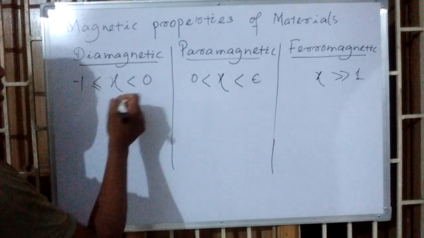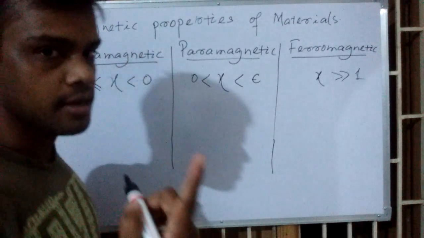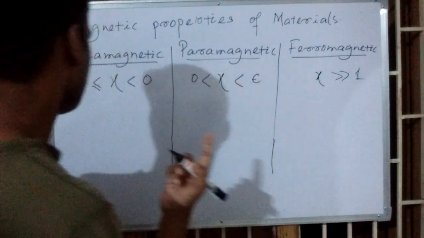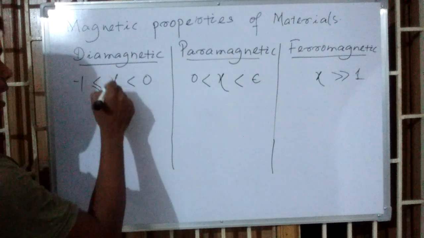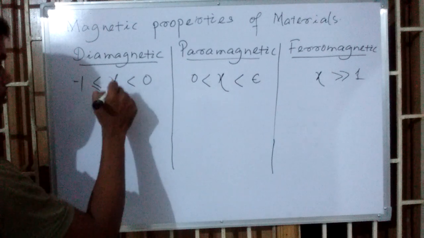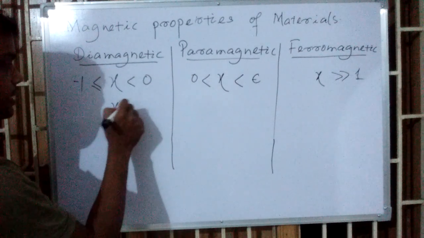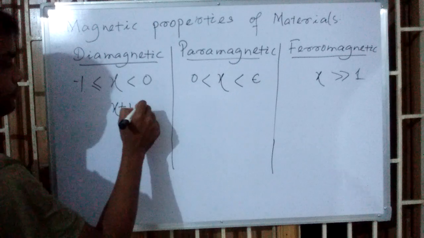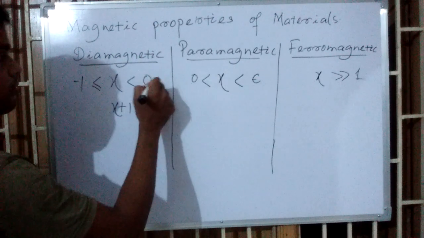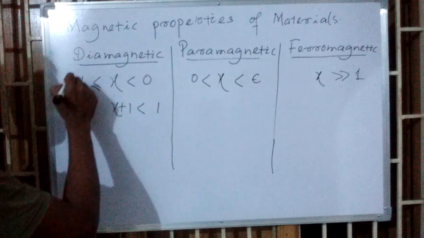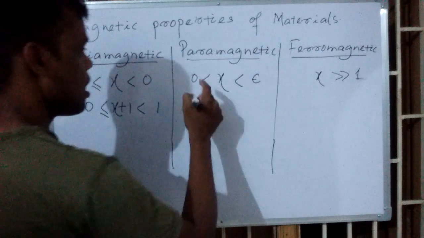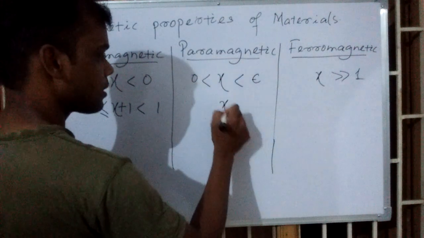The relation between chi and relative permeability. What is that? Suppose I will add 1 with chi. If you add 1 here, it will become chi plus 1. You have to also add 1 here also. If you add 1 here, it will become 1. If you add 1 here, it will become 0.